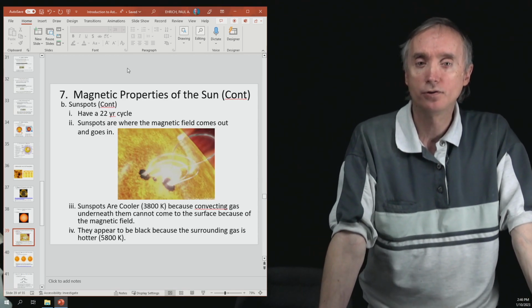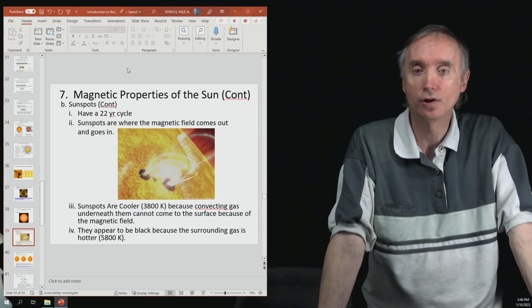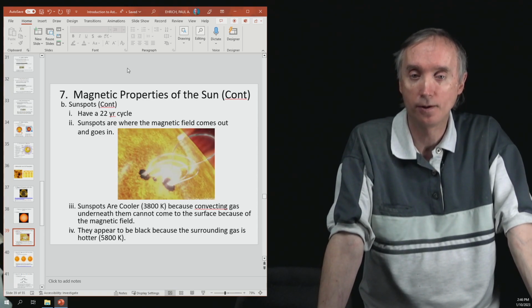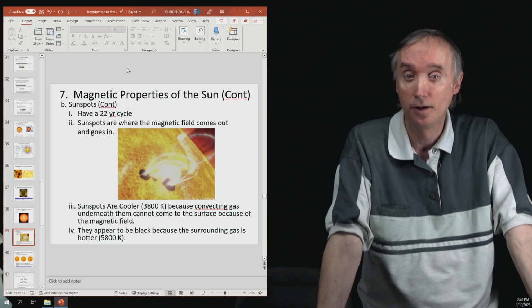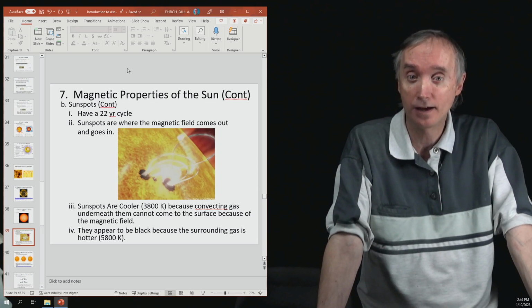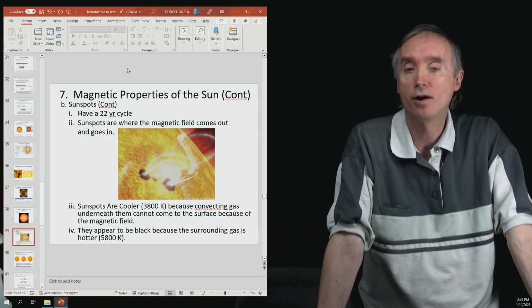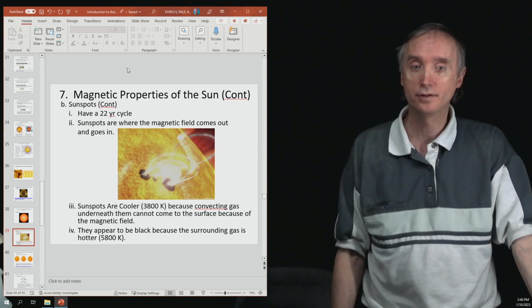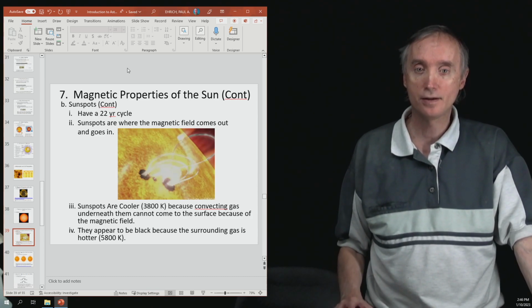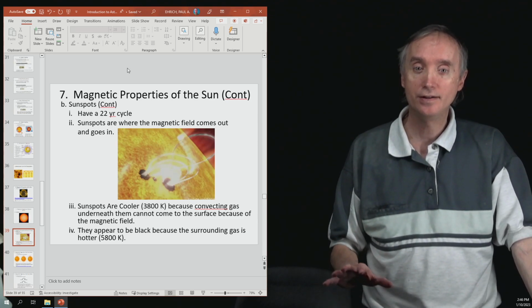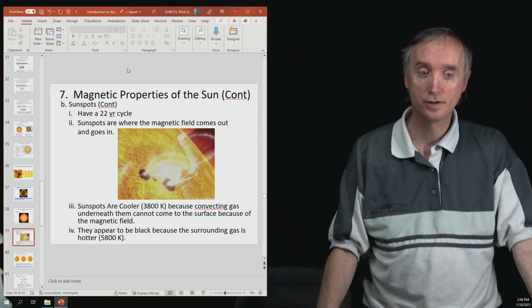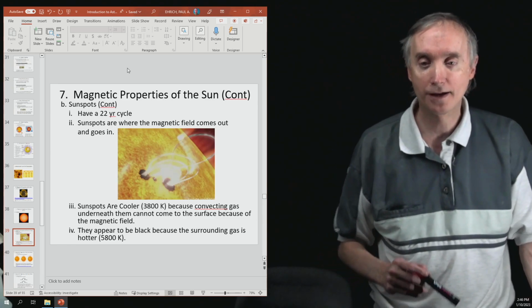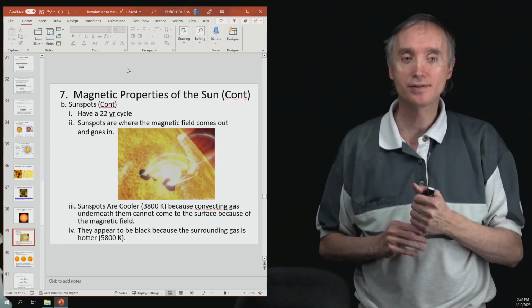So why do sunspots look dark? They appear as black dots on the surface of the sun, but it turns out that they are actually very, very bright. They are at a temperature of 3,800 Kelvin. That is blindingly bright.